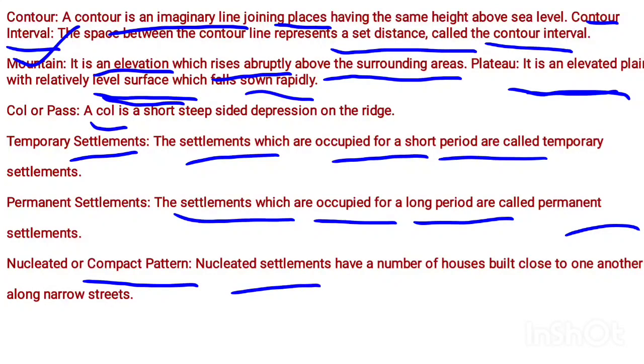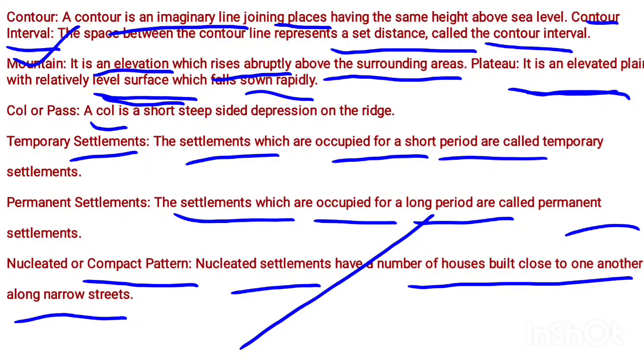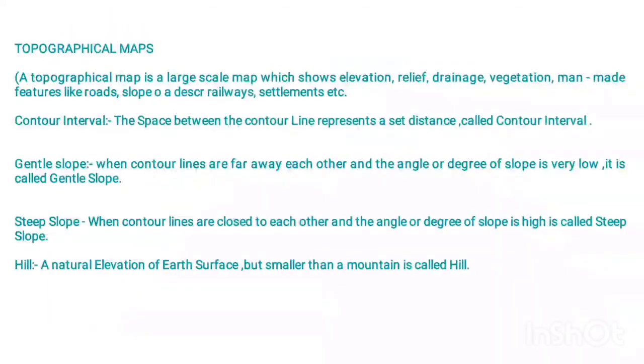And next one is compact pattern of settlement. The nucleated settlement has a number of houses built close to each other along a narrow street. When they live together along a narrow road or street, it is called the compact pattern of settlement. Next is topographical map, which is very important and is the main topic of this chapter. A topographical map is a large scale map which shows elevation, relief features, drainage, vegetation, and man-made features like roads, railways, settlements, etc.